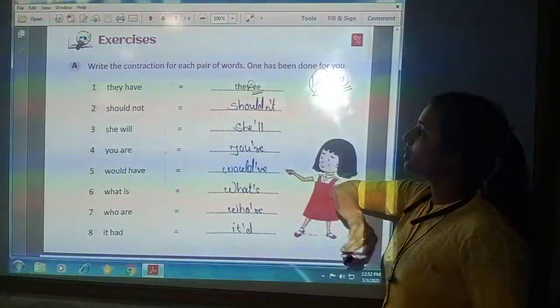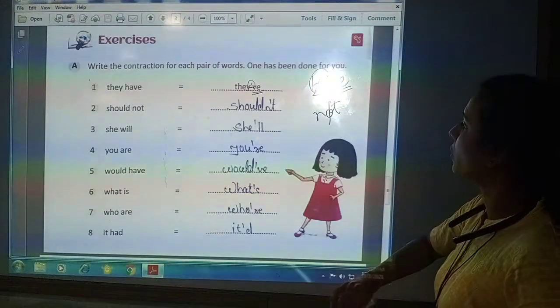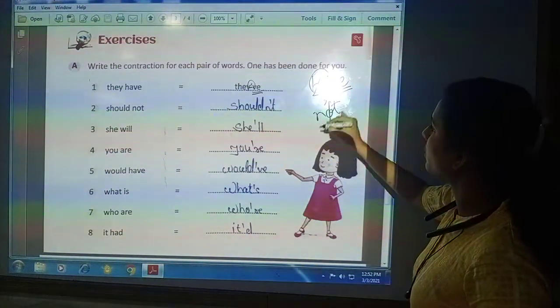Next is should not. In not we will remove O, and at that place we will put an apostrophe.